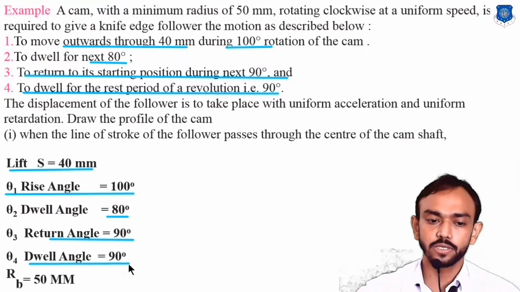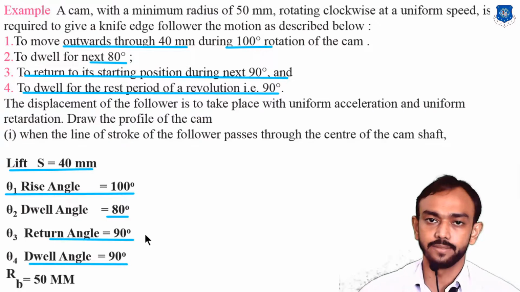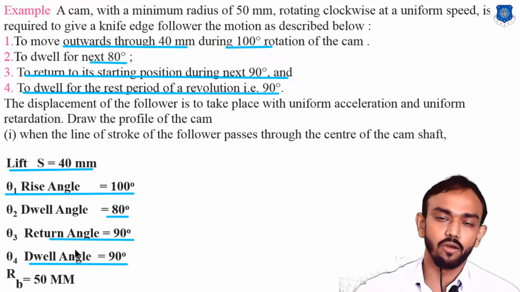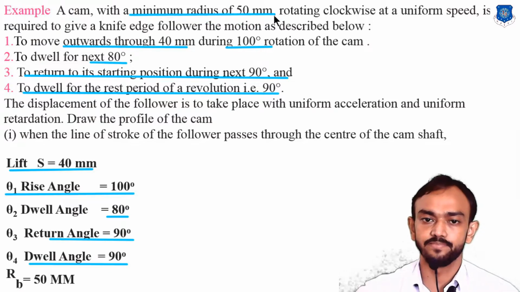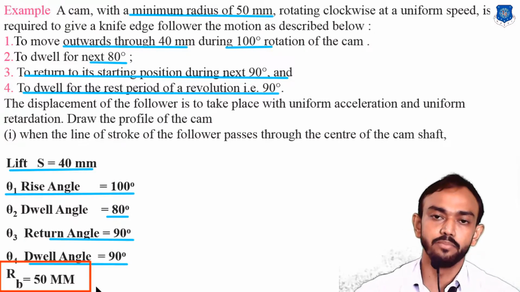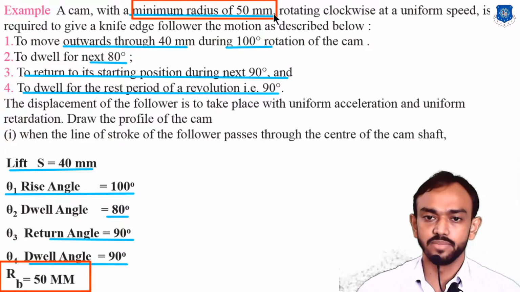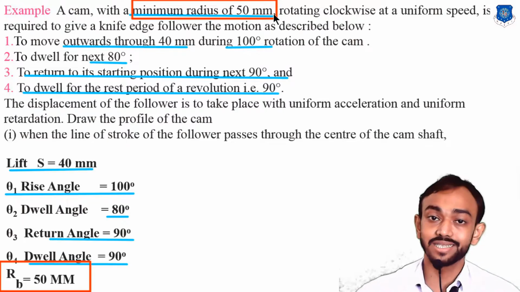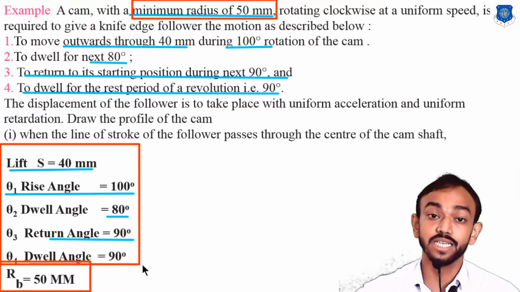Before starting the cam profile we have to make the displacement diagram. You know that displacement diagram. These 5 data are always required for drawing the displacement diagram. RB means base radius or minimum radius, which is 50 mm and is required during the starting of the cam profile, but right now we need these 5 data for the displacement diagram.